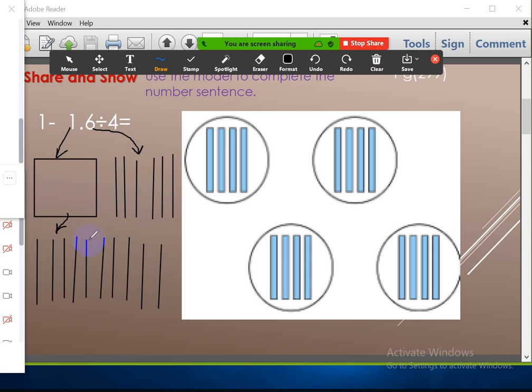So if you divide 16 by 4, each group will take what? Look, you know that 16 divided by 4 equals what? 16 divided by 4. Who will tell me?